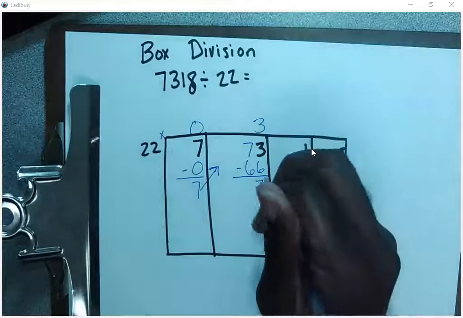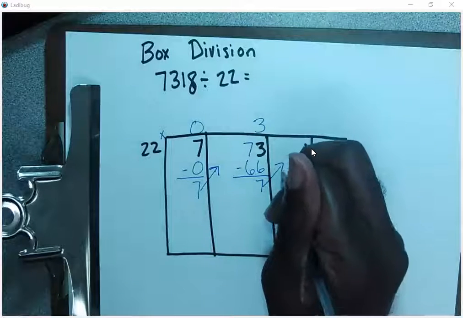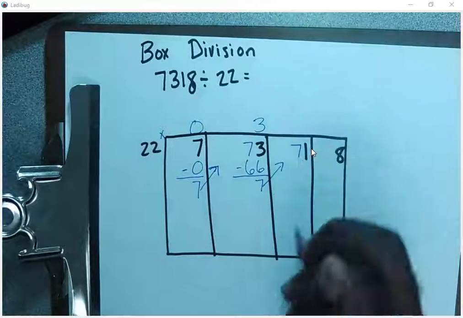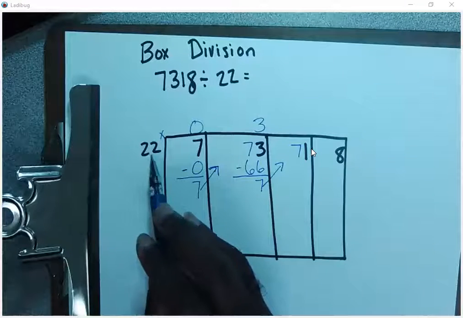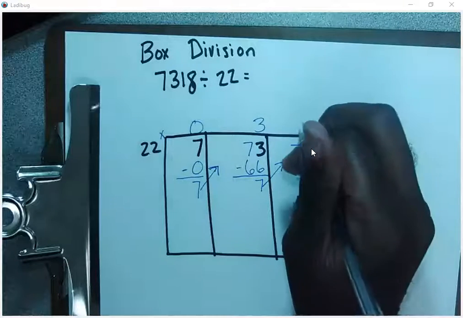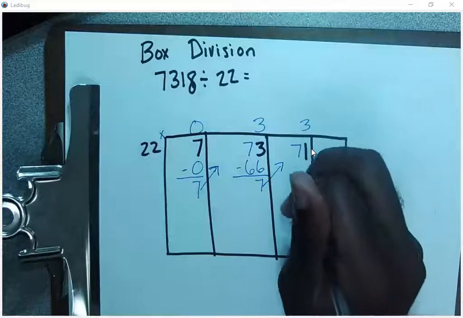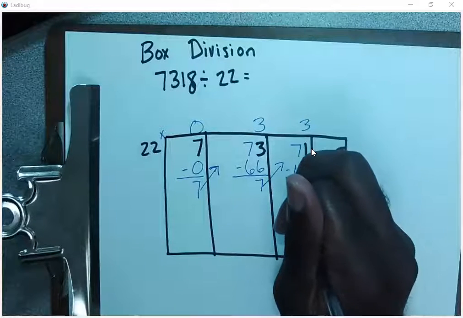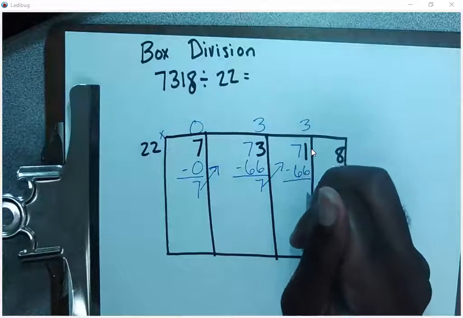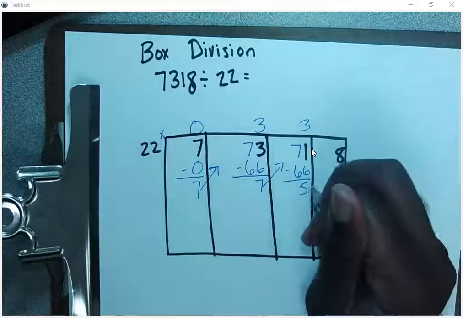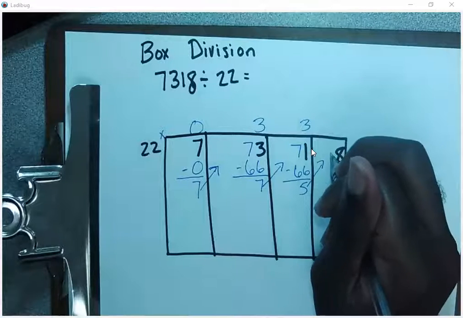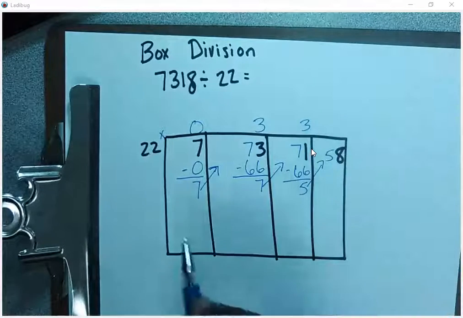Now, once again, I take my 7 over to add to my next section in front of the 1. And again, 22 can go into 71 3 times. 22 times 3 gives me 66. 71 minus 66 gives me 5. And I bring my 5 over to my last section beside that 8.